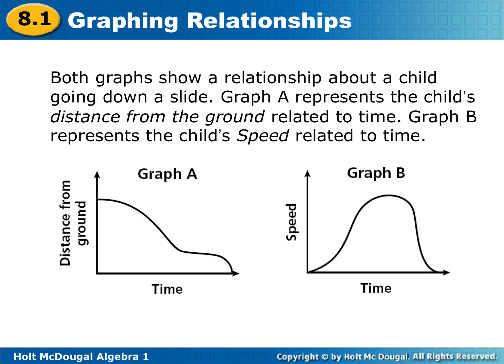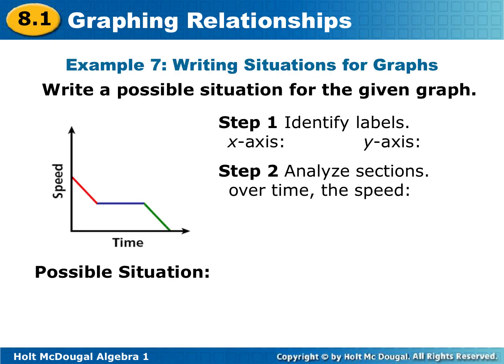So, we are going to try to go there. All right, now, this next thing says both graphs show a relationship about a child going down a slide. Graph A represents the child's distance from the ground related to time. Graph B represents the child's speed related to time. So, you've got both of those there. Now, write a possible situation for the given graph.